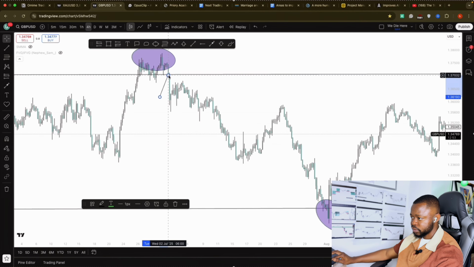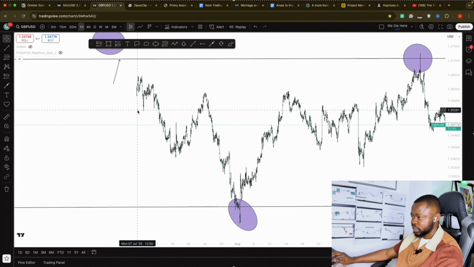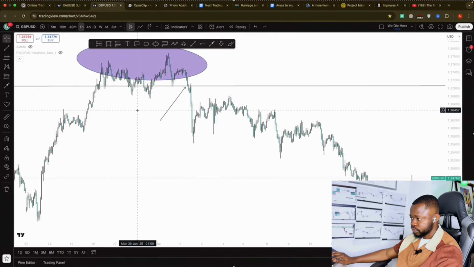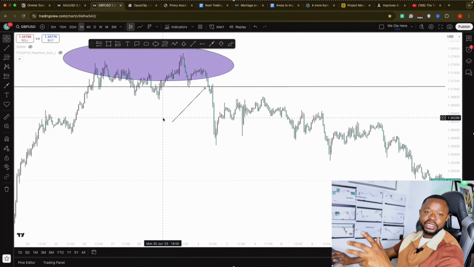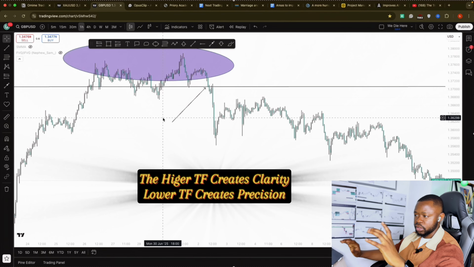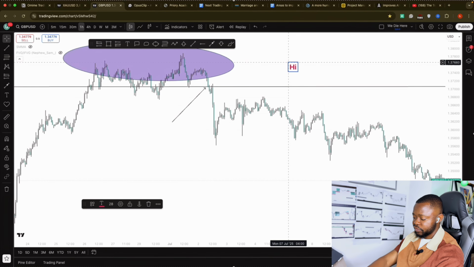we can come down to the 1-hour time frame. Let's go find that candle. You can see there's more information here. So the higher time frame creates more clarity, the lower time frame creates precision. Remember this: the higher the time frame, the more clarity you have.